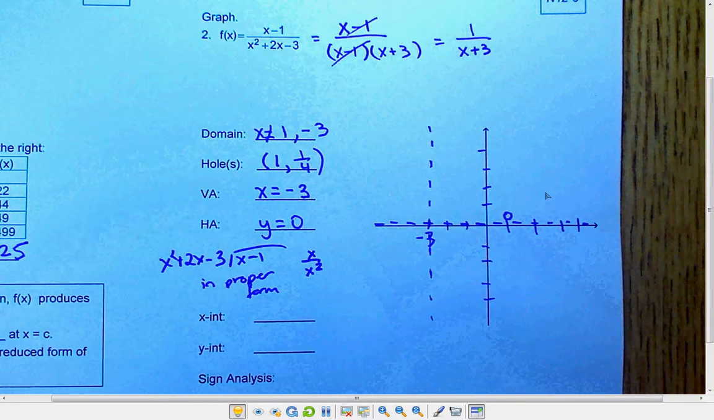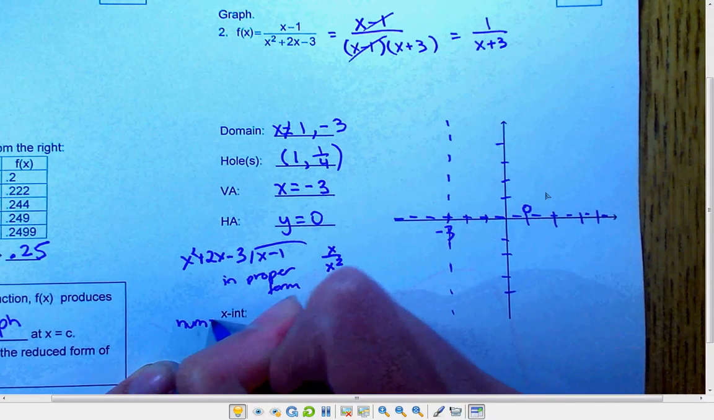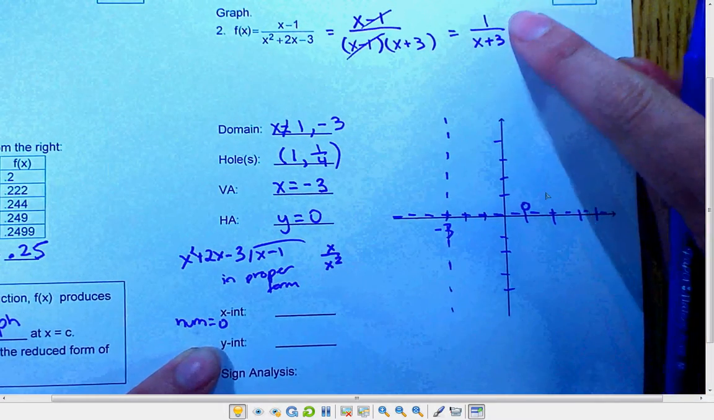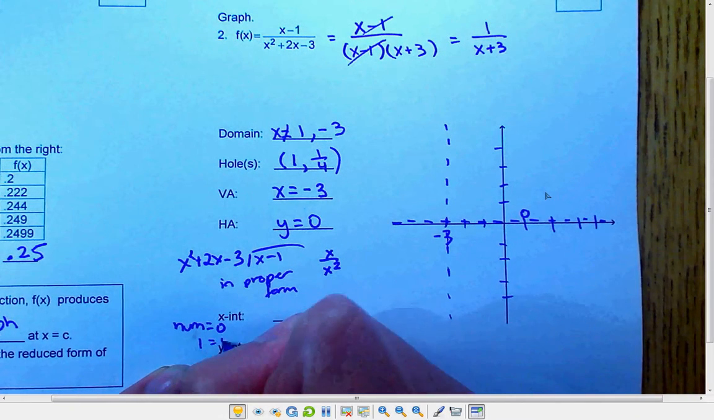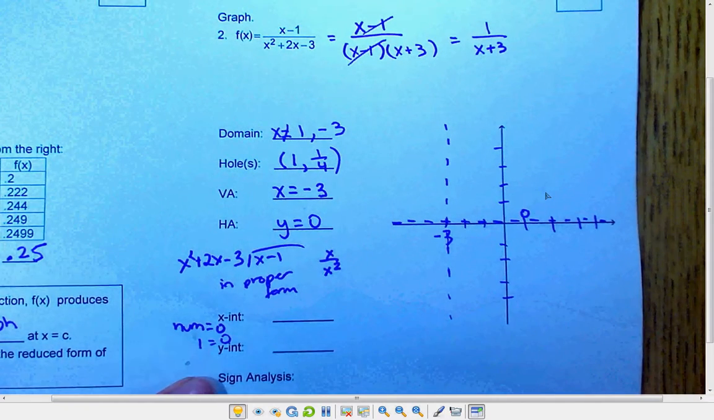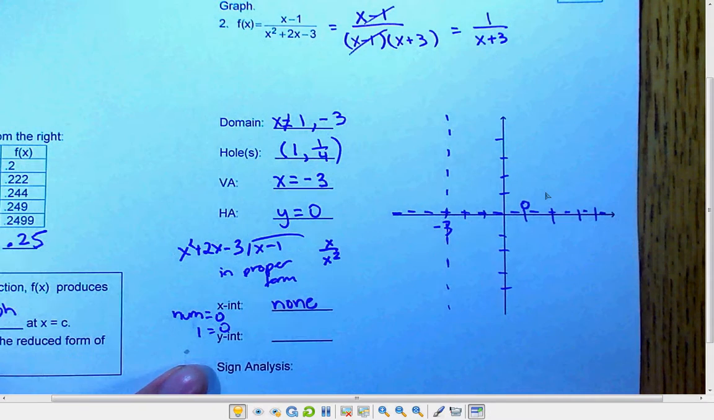Okay, then for my x-intercept, it's just like before. You're going to do numerator equals 0. We're going to use the reduced fraction, so our simplified fraction. So in this case, 1 equals 0. Is 1 ever going to be equal to 0? No, it's not possible. You can't solve that equation, so there's no x-intercepts.